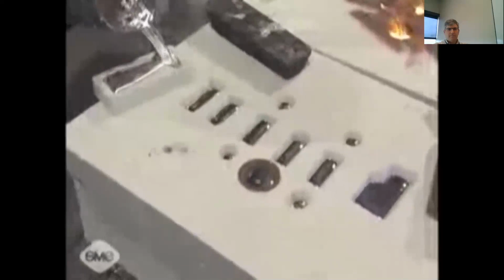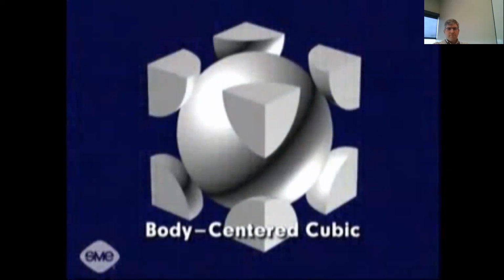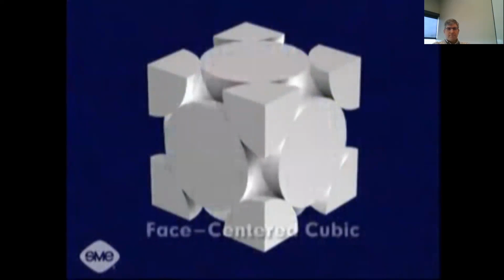To understand the benefits of heat treating processes first requires an awareness of metal and alloy structures. When a molten metal solidifies, the atoms arrange themselves into definite patterns called crystal structures. The two most common crystal structures in metals are body-centered cubic and face-centered cubic.